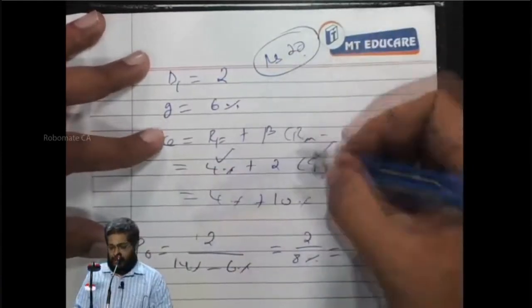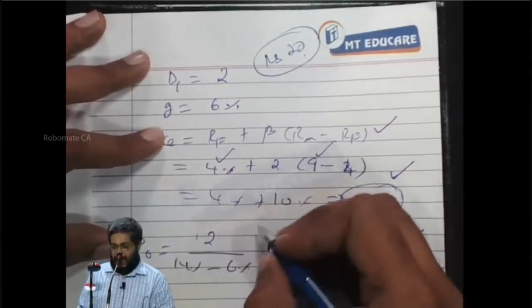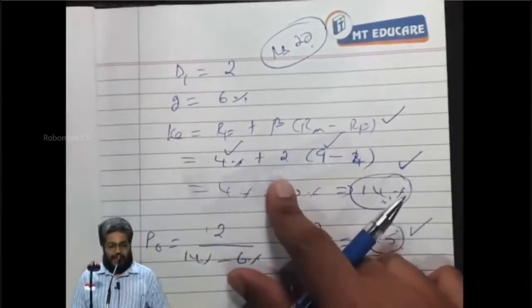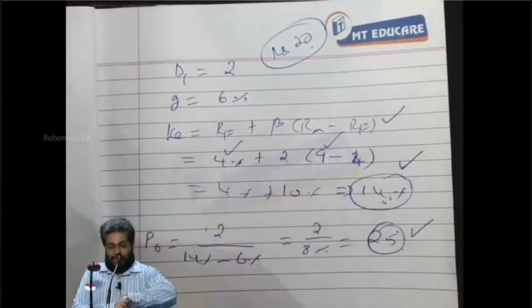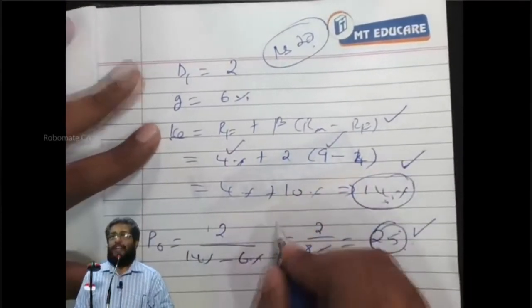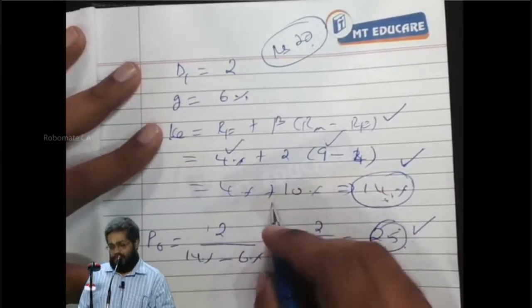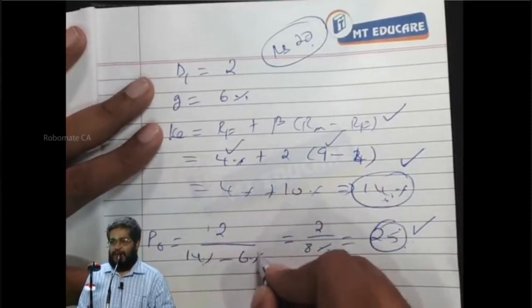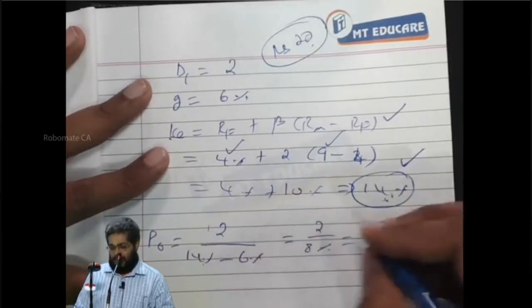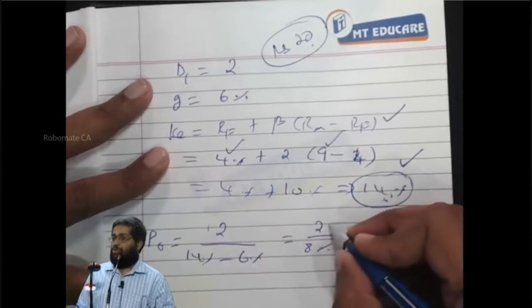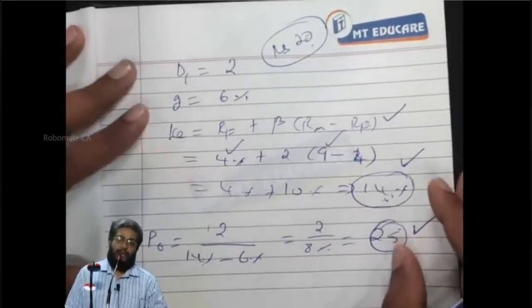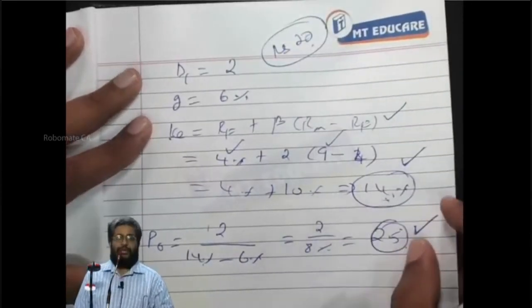P0 is equal to, what's the formula? D1 by Ke minus G. P0 is equal to D1 by Ke minus G. 2 divided by what minus what? 14% minus 6%. Evaluating 2 divided by 14% minus 6% is equal to 2 divided by 8%, which is equal to 25.